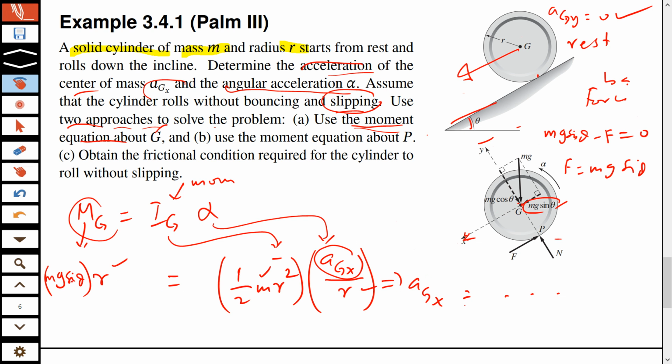Now I can solve this equation because I know everything. I know theta, I know m, I know g. Actually, this m can cancel out. And I can even write the expression. Your AGX will be R times g sin theta, and one of this R will cancel with this R, and this R will cancel with that R. So you will get g sin theta times 2.